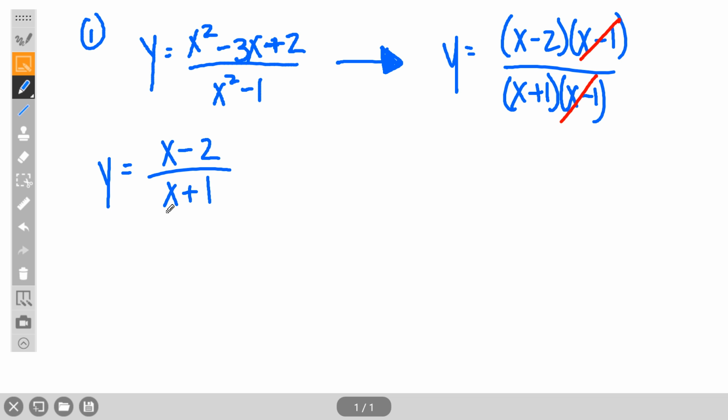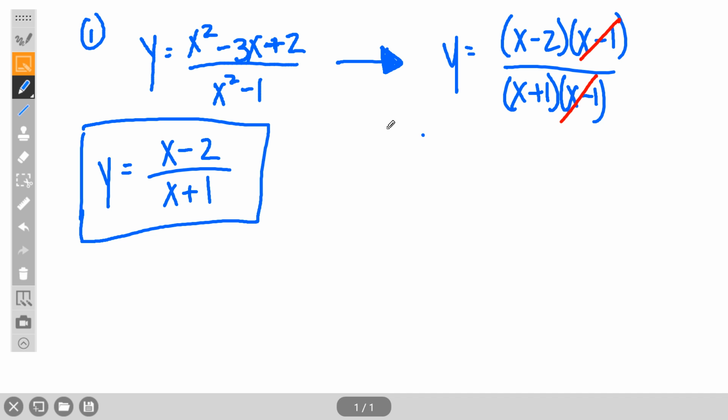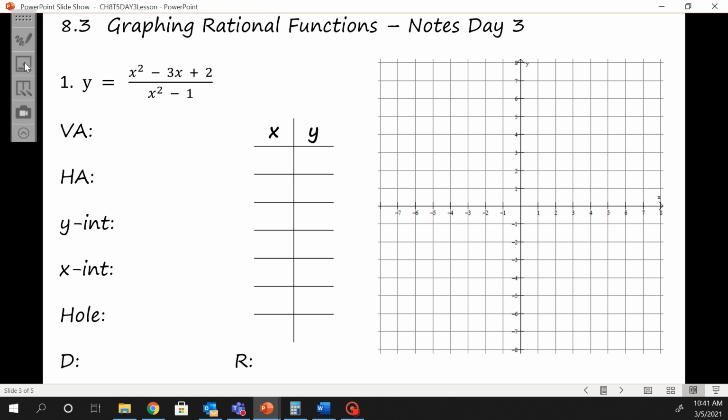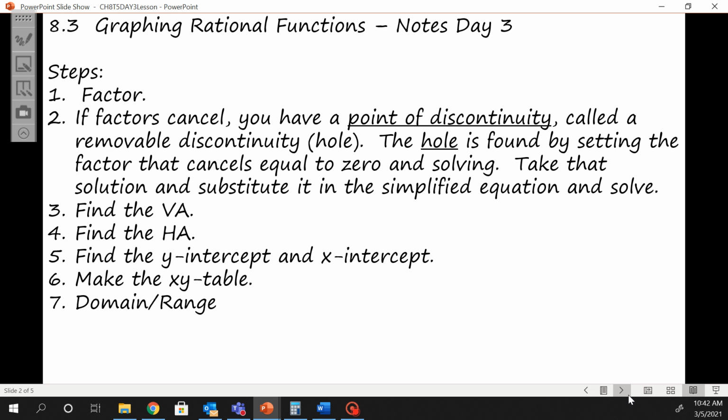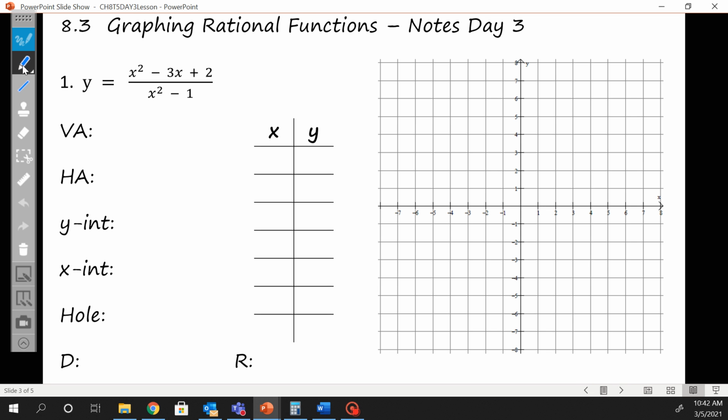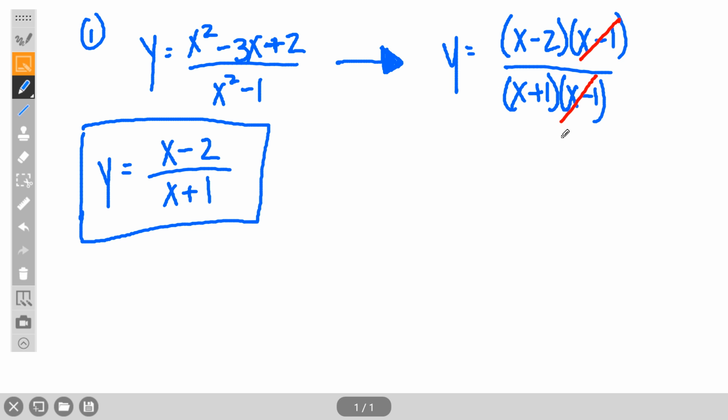So this is linear over linear. This is what we did on day 1. So we know how to graph this from day 1. However, we are going to have a point of discontinuity. Yeah, removable discontinuity. And that's going to be at x equals 1. Or let's just say there's a hole at x equals 1.